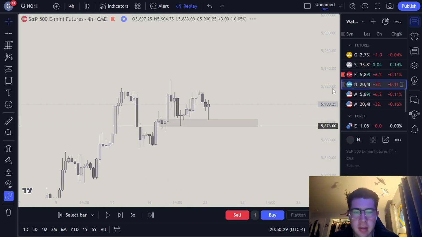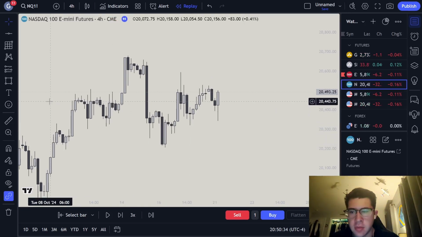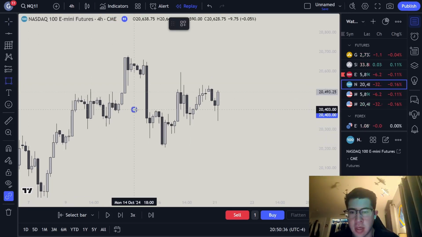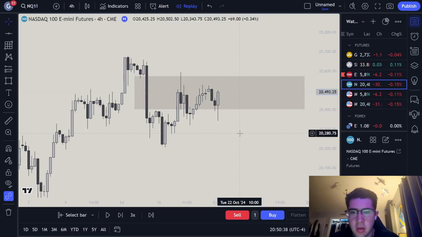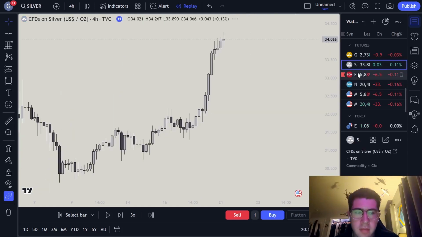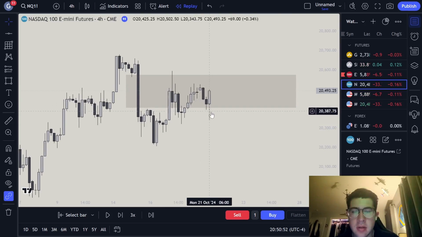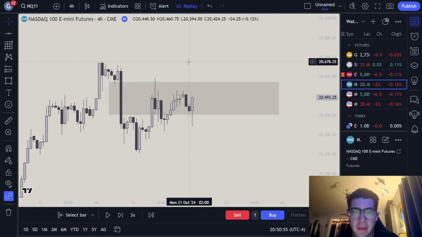On ES, let's check out NQ. Okay, so NQ is a little different because we can see we're trading in this humongous imbalance. Yeah, I'm not really fond of NQ right now. ES is looking better as of right now. I don't like being in this imbalance, considering it hasn't broken out of it yet.